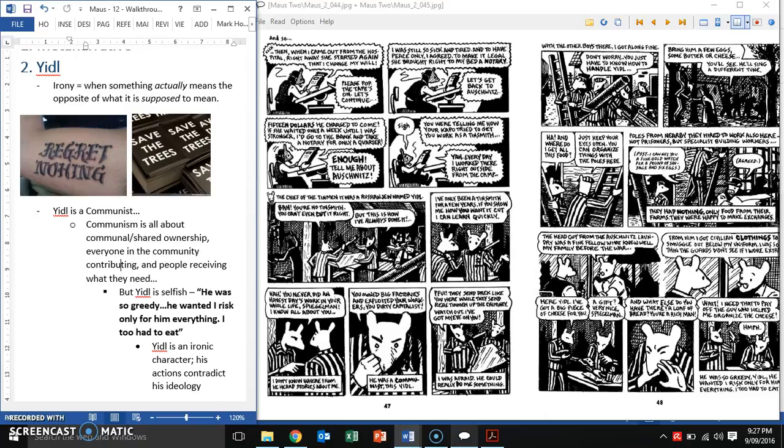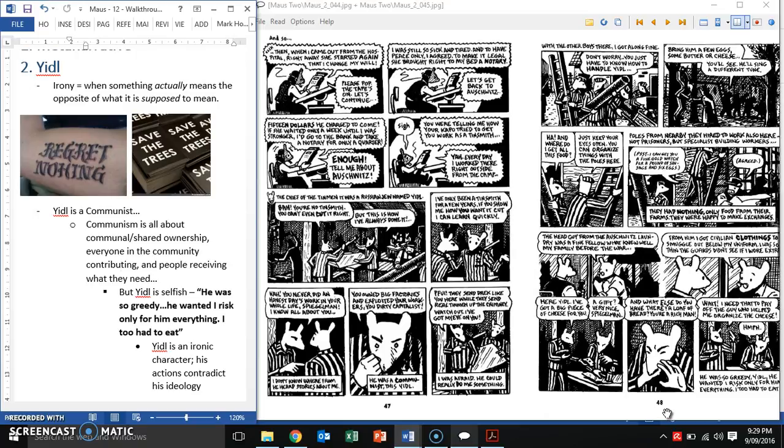Now, Yiddle carries the label of being a communist, but he hardly represents communism, okay? He hardly subscribes to any of those communist ideals that I just listed. This is even despite Yiddle talking the talk, having a shot at Vladek for being a factory owner and having exploited the workers in the past, calling him a dirty capitalist. Vladek describes Yiddle as follows down in the bottom right here. "He was so greedy. He wanted I risk only for him. I too had to eat."